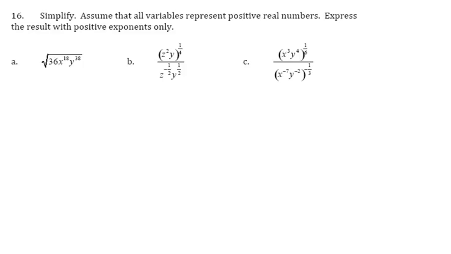Starting with A, we have the square root of 36 x to the 18th y to the 38th. Remember, when we're taking a square root, what we're looking for underneath our radical sign is two identical factors or multiples of two identical factors. So 36 is really easy to see. The square root of 36 is 6.